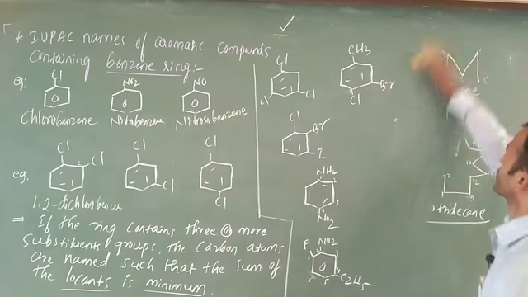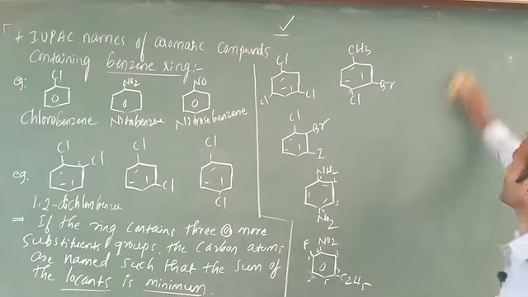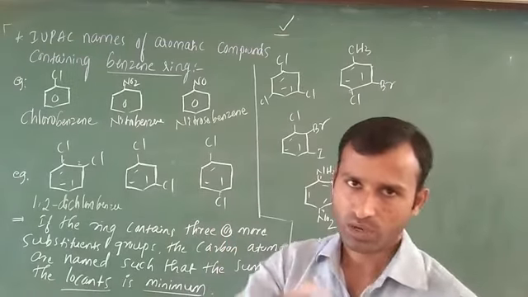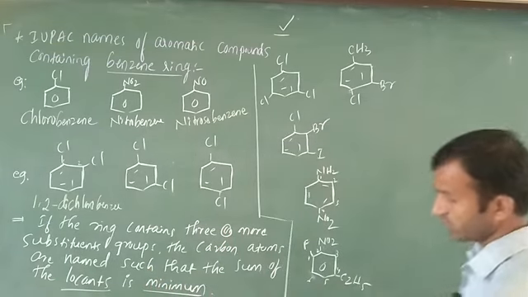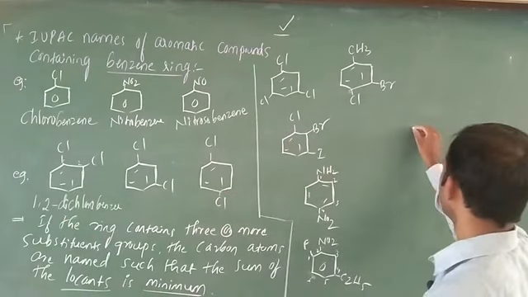Okay, I am going to remove this one. Ortho, para, meta, that indicates the common name. If you write numbering 1, 2, 3, 4, 5, that indicates IUPAC nomenclature. I am going to take the same example here.